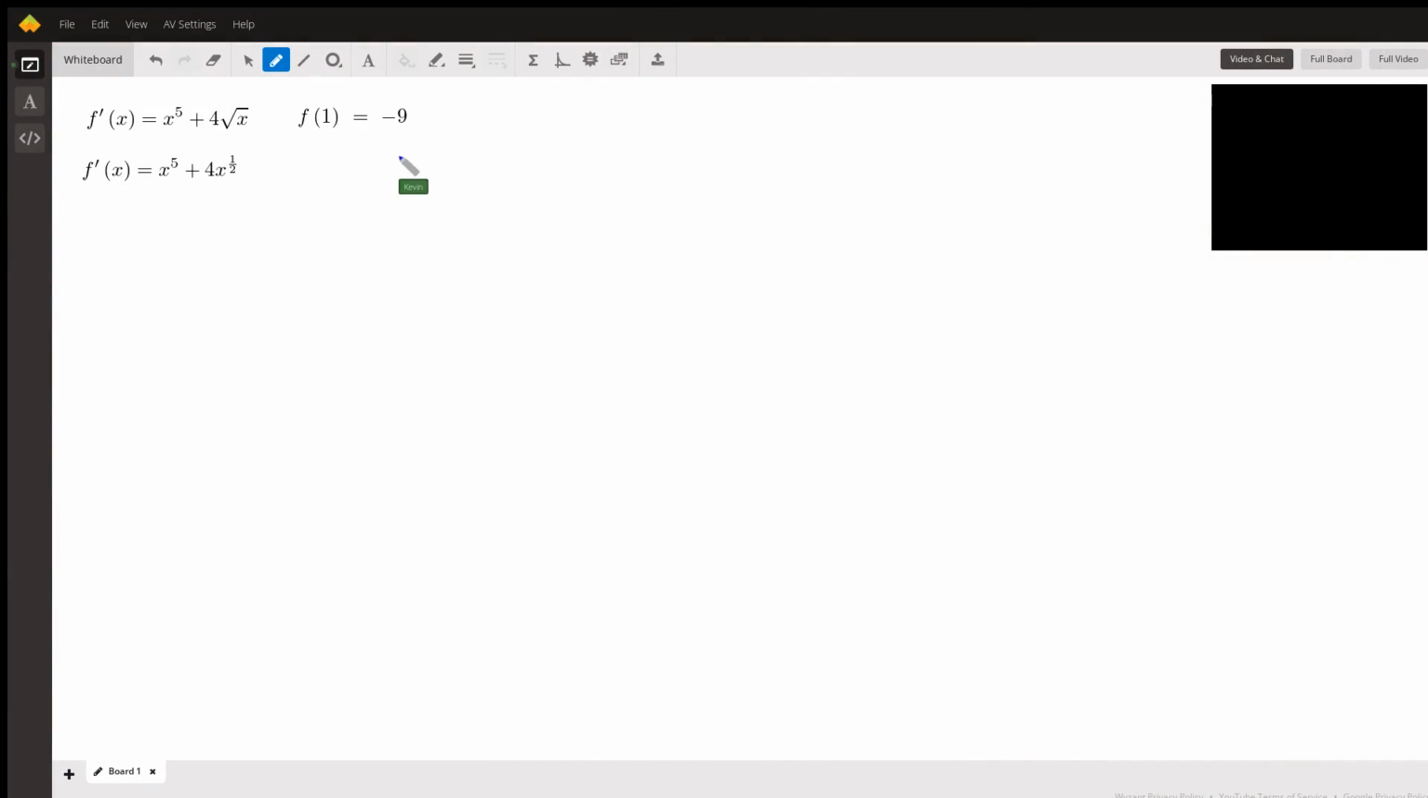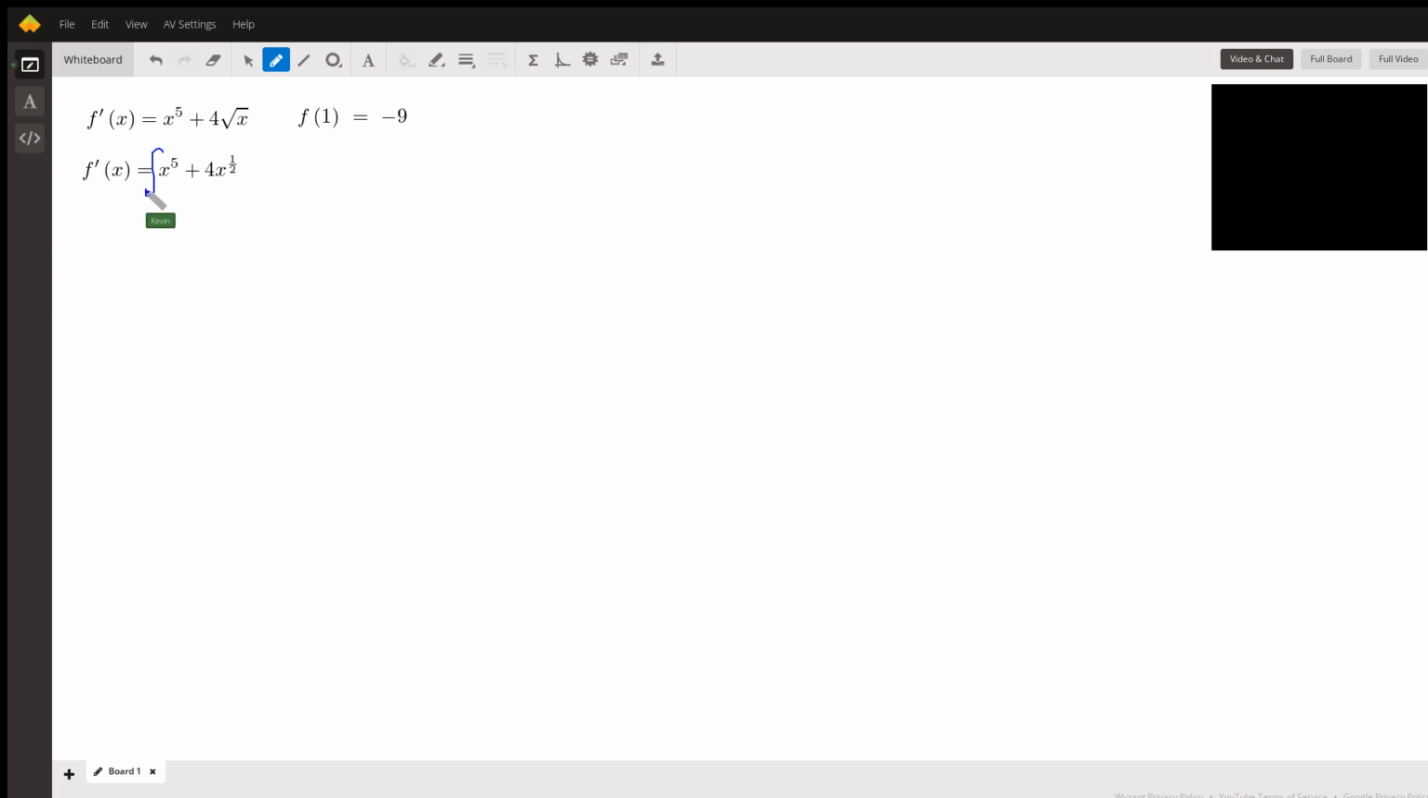Okay, so your problem is giving you a derivative function, x to the fifth plus 4 root x, and it tells you that f of 1 is equal to -9, and it wants you to find the particular solution, essentially to this differential equation. So since they give us the derivative and they tell us something about the original function, we're going to want to go backwards and find the antiderivative. That's what it says in the question. So we're gonna find the antiderivative of this function.